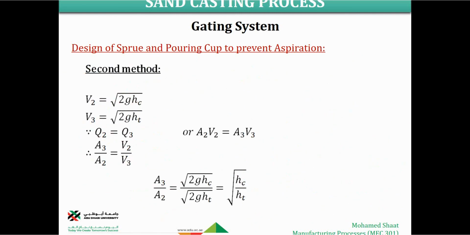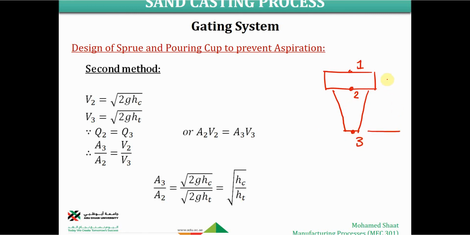But anyway, we're gonna end up with this relation. This is a second method that generally we do have. This is the pouring cup, and this is the down sprue, right? As we discussed. And we do have area 1, and this is area 2, which should be the top of the down sprue. This is the bottom area of the down sprue.